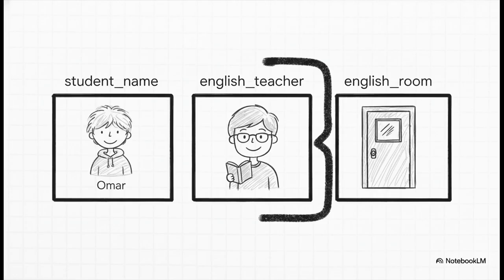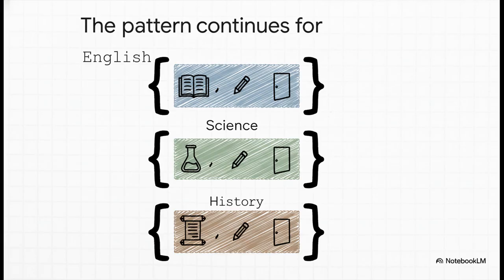Simple, descriptive, perfect. Now, for the first class, we'll use English teacher and English room. See how that English prefix logically groups these 2 variables together? It keeps everything nice and organized. And now we just repeat that same exact pattern for the other subjects. We have science teacher, science room, history teacher, and history room. With names like these, absolutely anyone can read this code and know what's going on instantly. That's the power of naming things well.